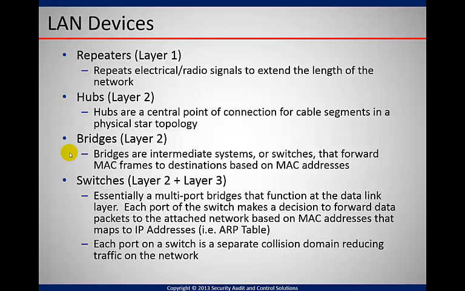Now, switches can be layer 2 or layer 3. It's essentially a multi-port bridge that functions at the data link layer. Each port of the switch makes a decision to forward data packets to the attached network based on the MAC address that maps to an IP address. That is the ARP table. Each port on the switch is a separate collision domain, reducing traffic on the network.